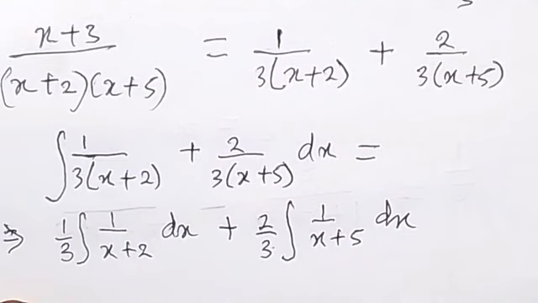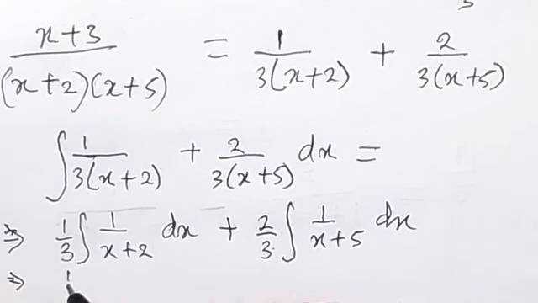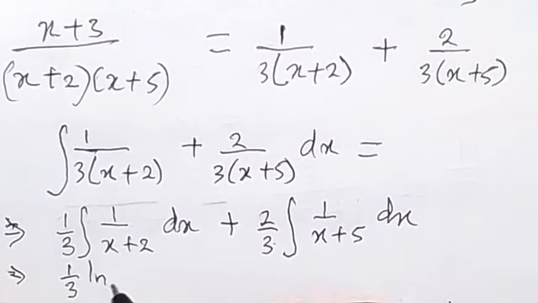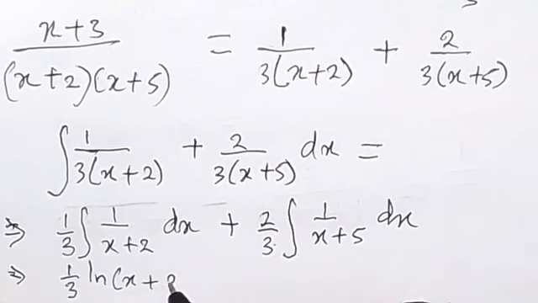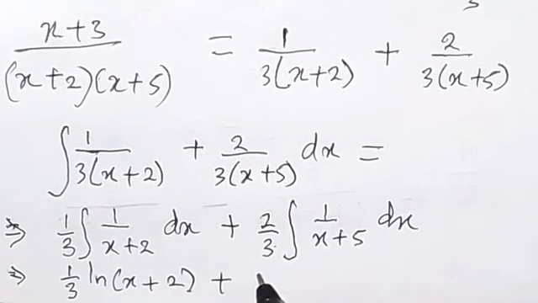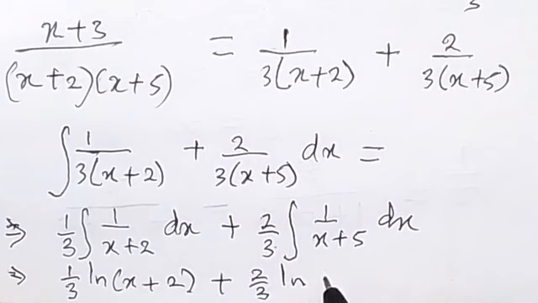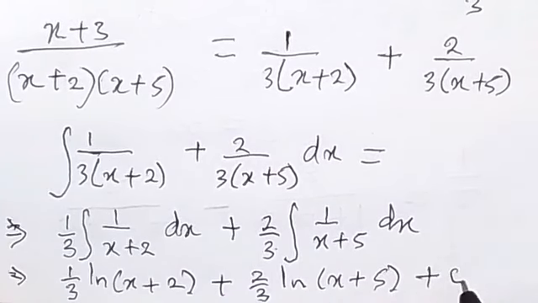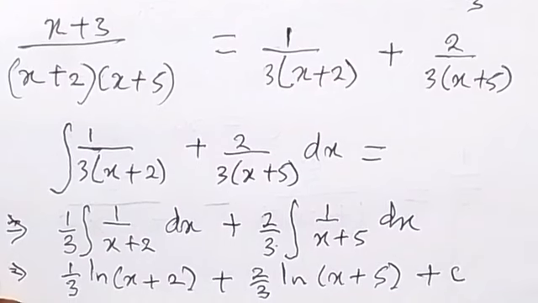So it's simply ln of our denominator. So this will be equal to 1 over 3 ln|x + 2| plus 2 over 3 ln|x + 5| plus c. So that's the solution to the problem.